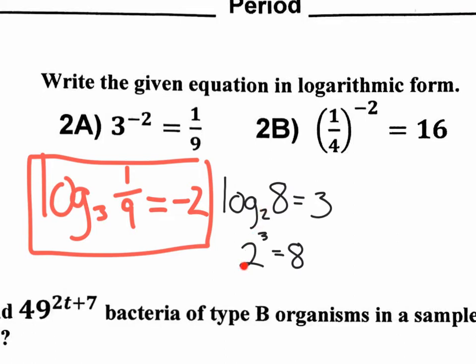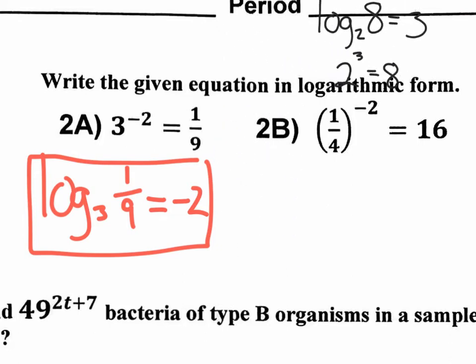The base becomes the base. The answer on the logarithmic form becomes the exponent on the exponential form. The number you're taking the log of becomes the answer on the exponential form. So that's the advice I have for these questions. And there's only 2 of them out of the 20, 2 out of 20, right? 20 questions on the test.